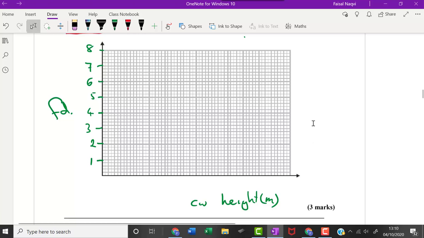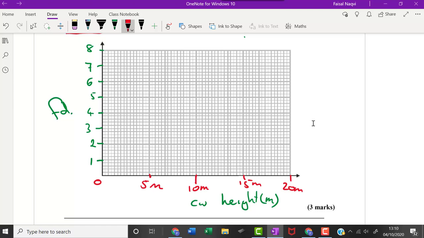For my class width, I've got to make sure that I've got a height of 20 meters along the x-axis. So halfway, I'm going to call that 10 meters, and then to the end, I'm going to go 20 meters. So halfway of that would be 5 meters, and then halfway of that would be 15 meters. That way I've got all my scales covered on both the frequency density and the class width.